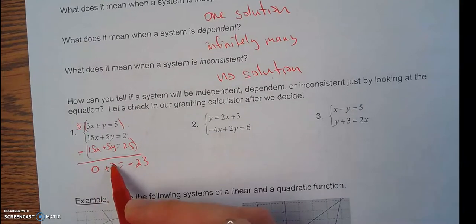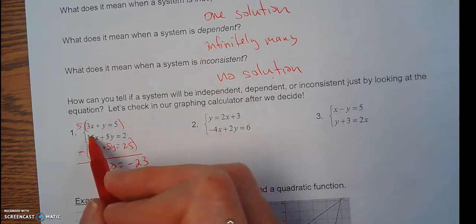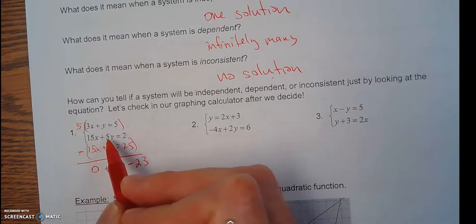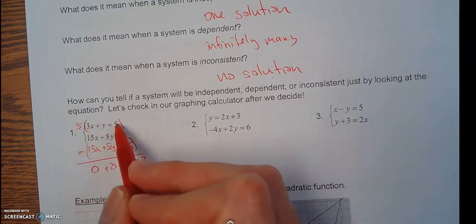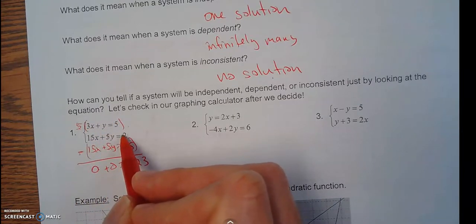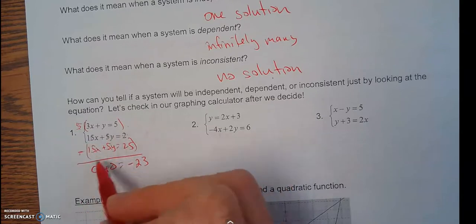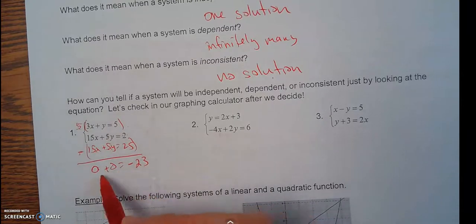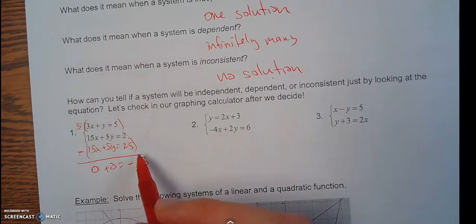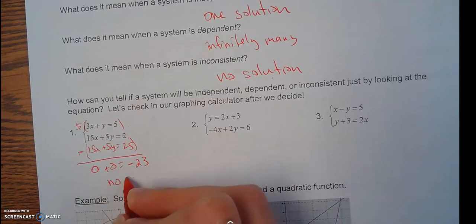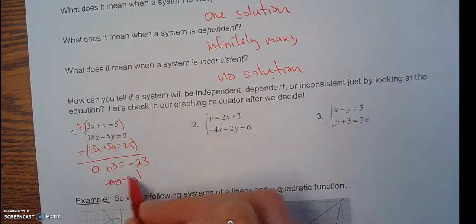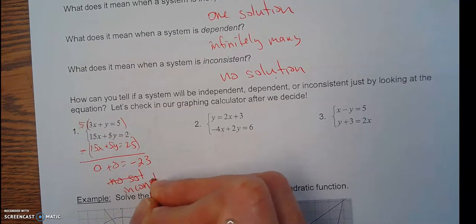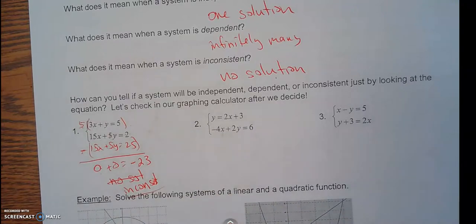Now notice the x and the y's are gone. And how that happened was they were proportional. You know, because if I took 3 times 5, I got 15. If I took y times 5, I got 5. Those proportions are the same, but 5 times 5 is not 2. Okay, so that's not true. So the y's would cancel out like this. Okay, but this is not a true statement. 0 doesn't equal negative 23. That's not consistent, so there's no solution to that one. Oh, I'm sorry, we want to say inconsistent. Yeah, I spelled it wrong, but inconsistent.